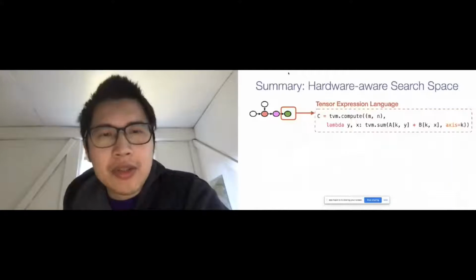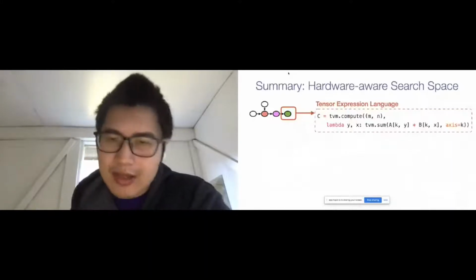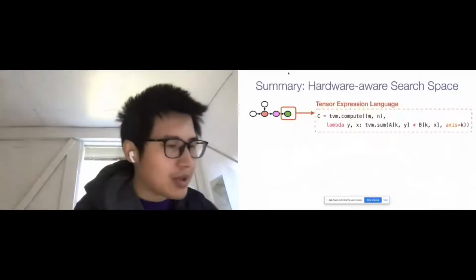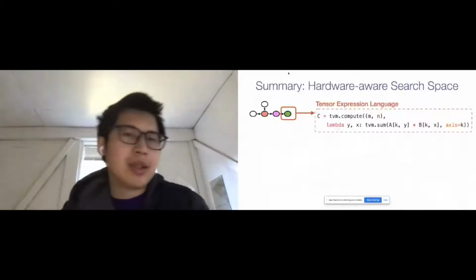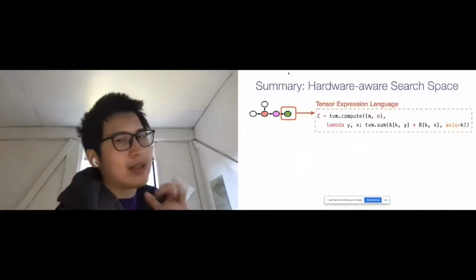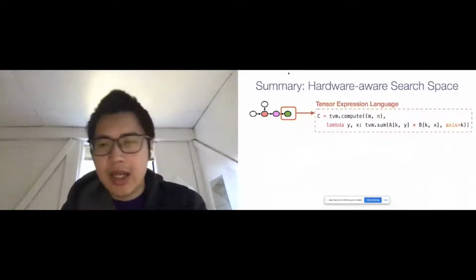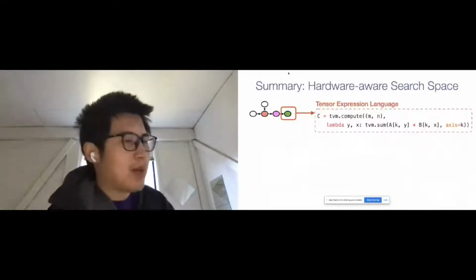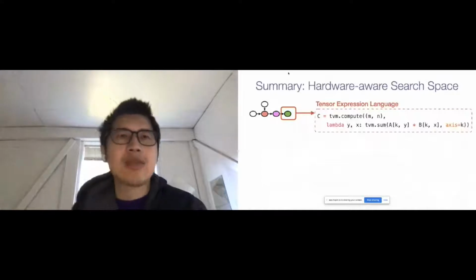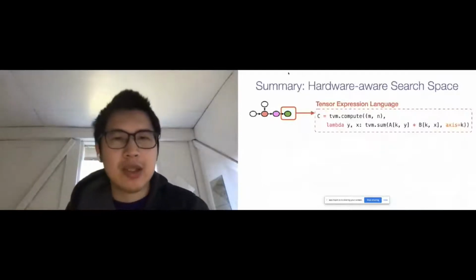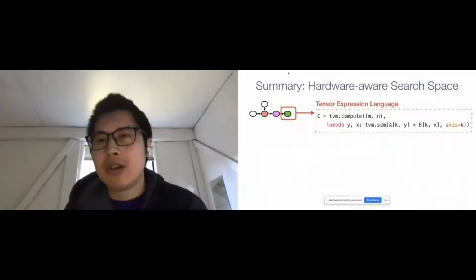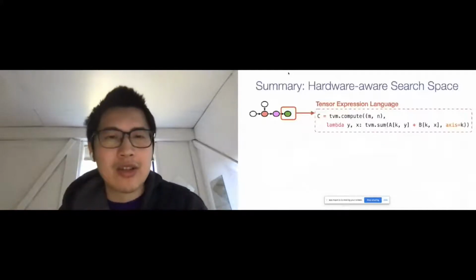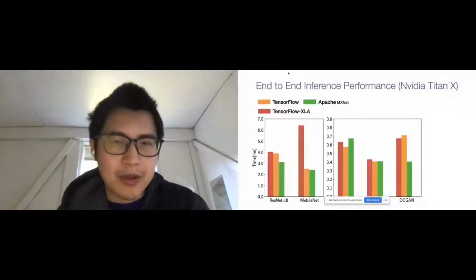So far I've talked about how TVM works, in both the machine learning optimizer component as well as the code search space component. Let's talk about what we can do by bringing everything together. Here's a benchmark of end-to-end inference on an NVIDIA Titan GPU. This benchmark is a bit old. If you go to the TVM blog post, there are a lot of interesting latest results as well.